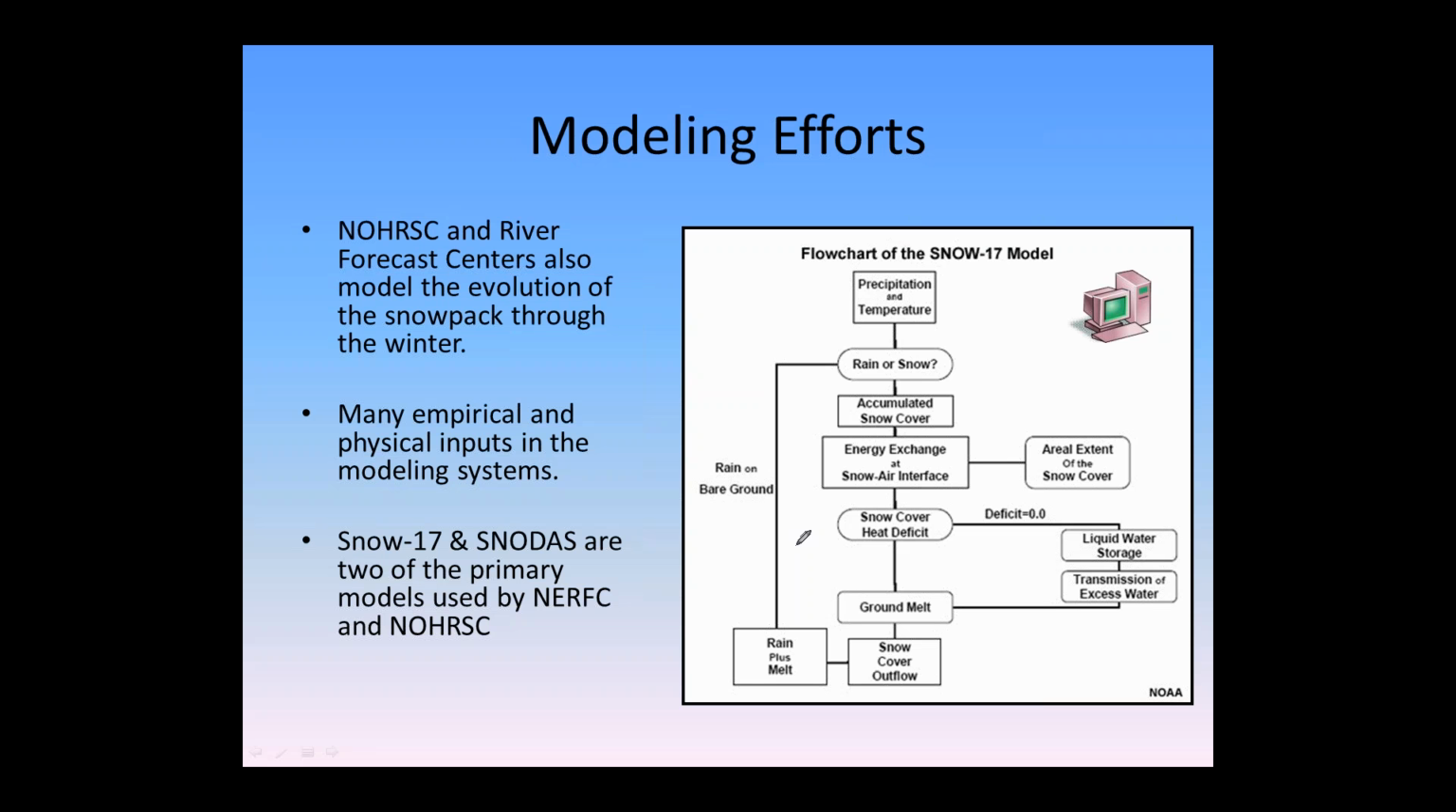Snow 17 and SNODAS are probably the 2 primary models used by the River Forecast Center, which in this case I listed NERFC. That's the Northeast River Forecast Center down in Boston, which is who we collaborate with for New England and Northern New York. But there are several other ones around the country, and then that NORISK Center. So if you query on Google Snow 17 or SNODAS snow model, you can probably go as deep as you want into understanding how those models are developed and what they do. But again, very important modeling efforts, because you need to kind of know what the model's predicting.